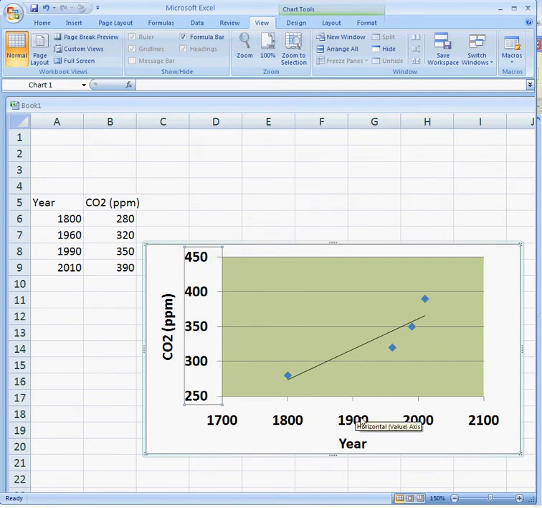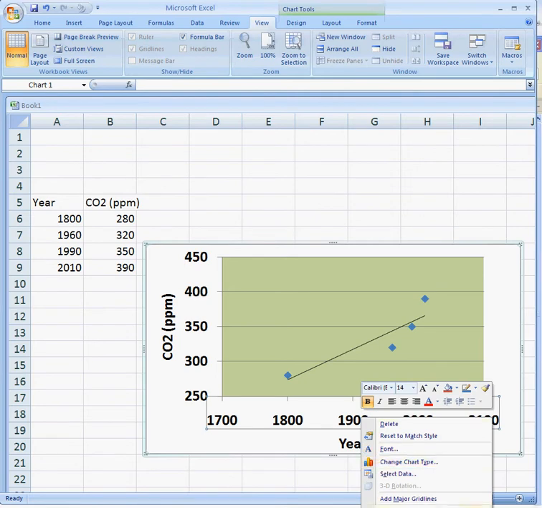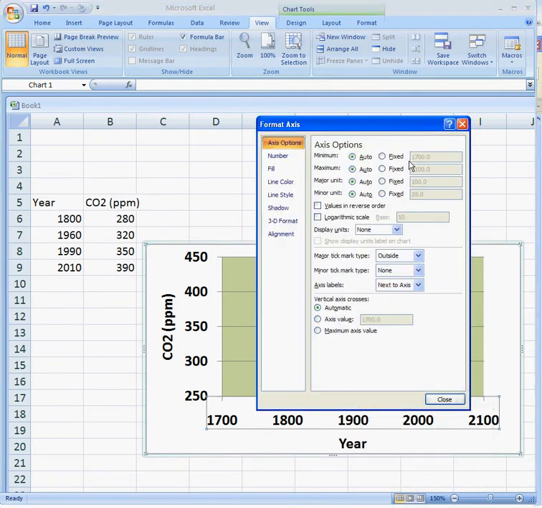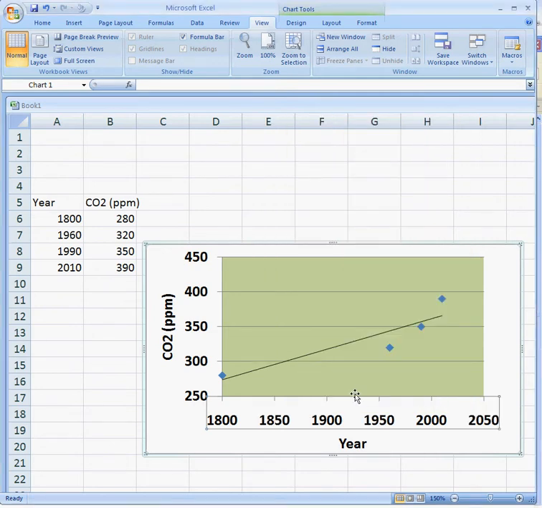You could do that later if you'd prefer. And then I'll also right-click on the bottom axis and change that scale from 1800 to 2050. And again, use a major unit of 50. And that should give me a pretty good indication there.